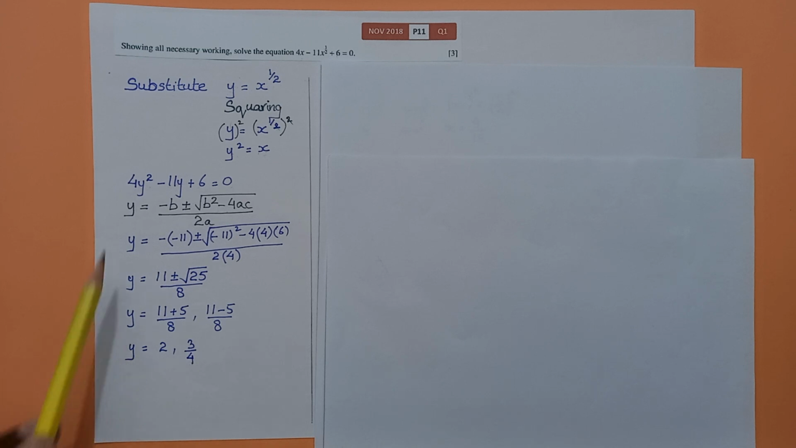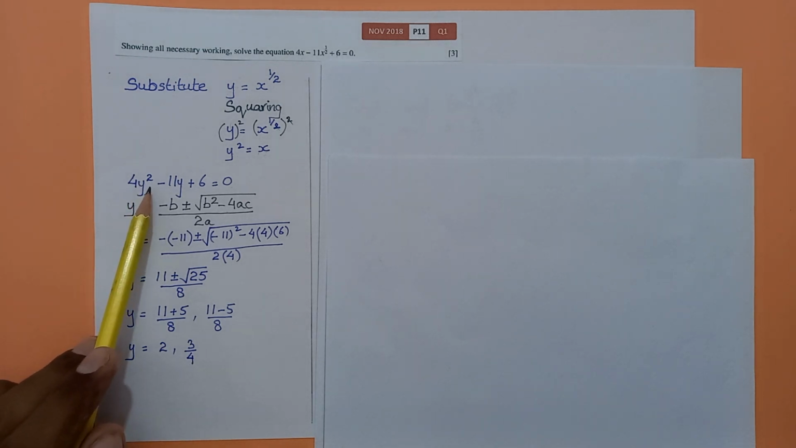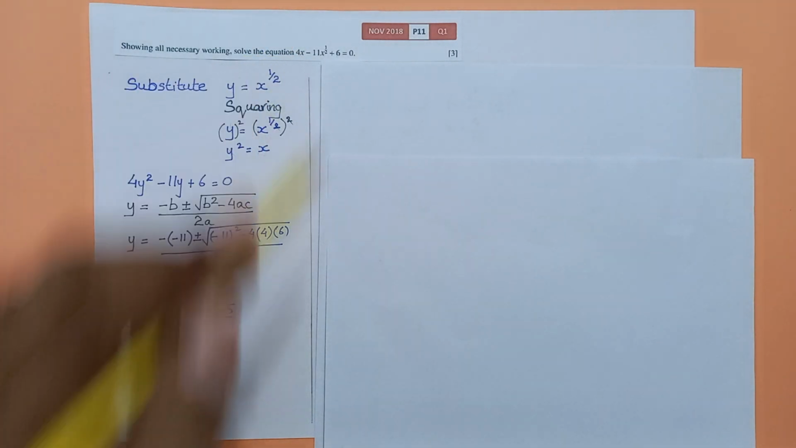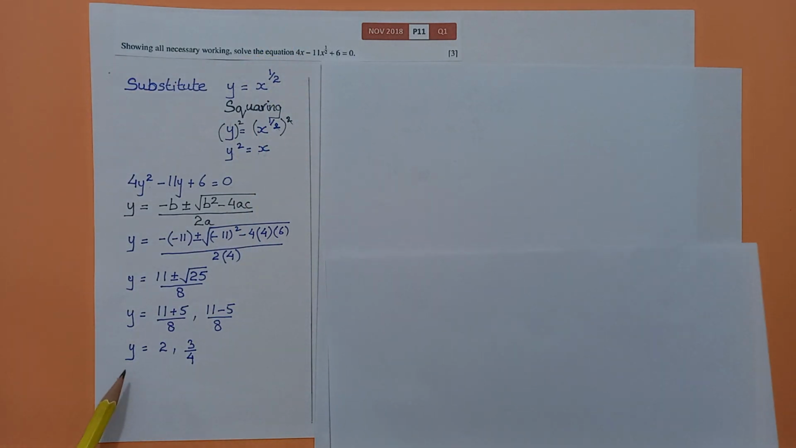Why two values of y? Because the equation had a variable y, so definitely the two answers that we got had a variable y, and definitely these are not the final answer because the actual variable that was there in the question was x. These are basically the substituted variable values, which are 2 and 3/4.